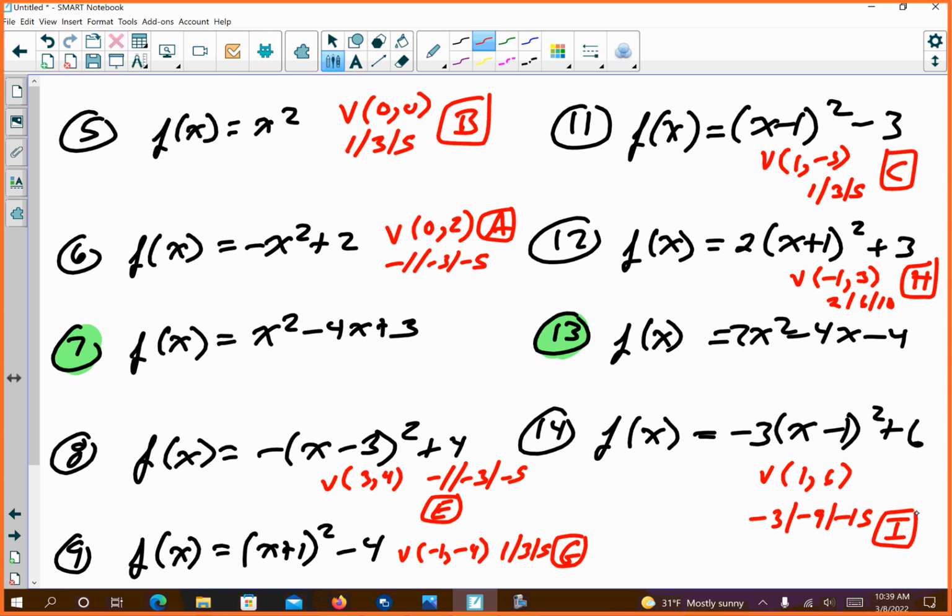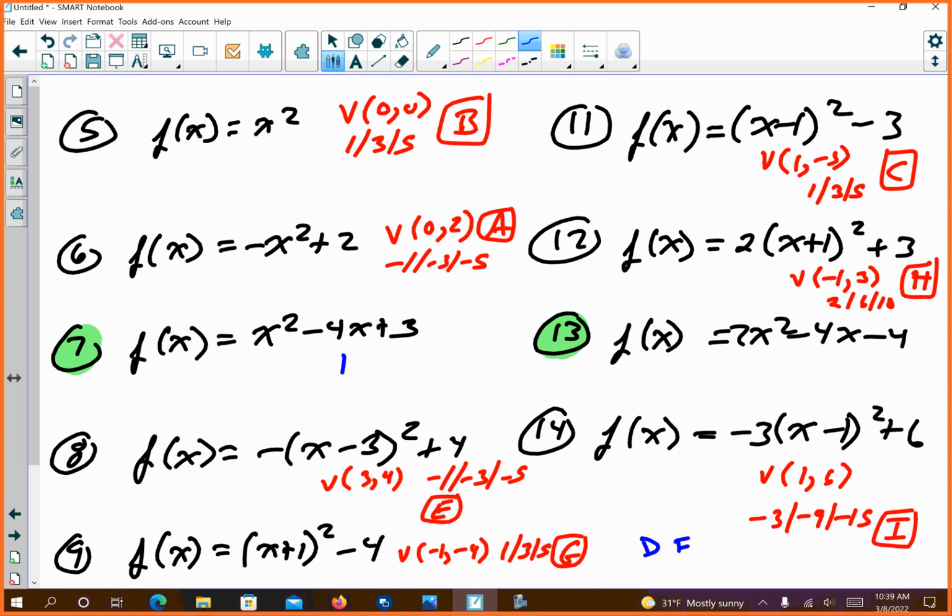Okay. So I have A, B, C. Do I have D? Nope. So D is one that I need to worry about. I have E. I don't have F. I have G. Do I have a G up there? I have G, H, I. So D and F. So 7 and 13 are either D or F. They're going to both open up. But what sticks out on one of them that you might be able to figure out without even finding the vertex?